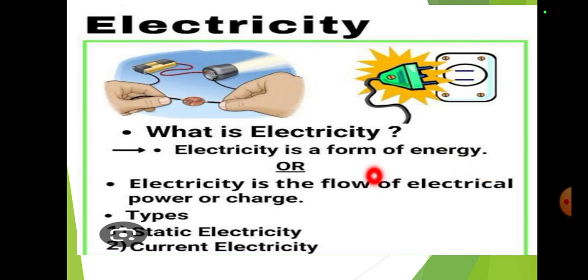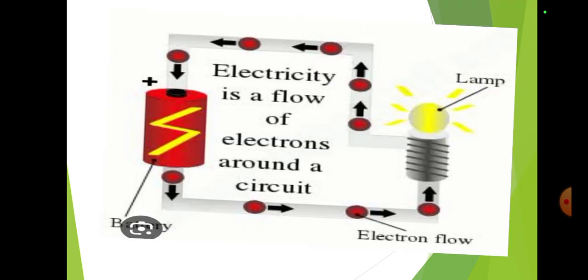Electricity is a form of energy that we all use in our daily life, as it is commonly used in everyone's life. Or electricity is a flow of electrical power or charge. It is very important for life. We learn about both static electricity and current electricity. Electricity is a flow of electrons around a circuit, like electrons flowing from a battery to a lamp. Look here, there is a proper process in which the electricity flows.